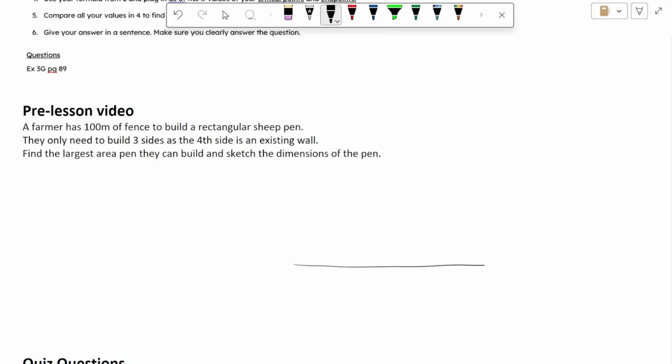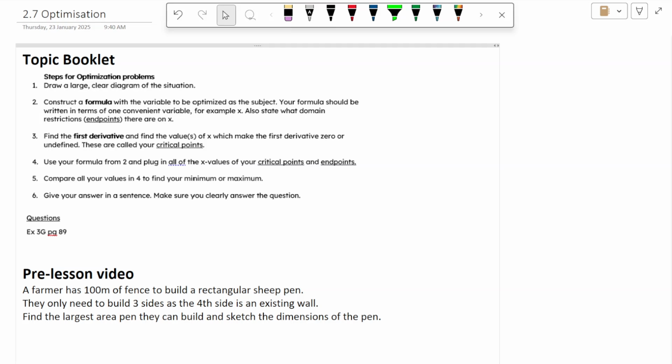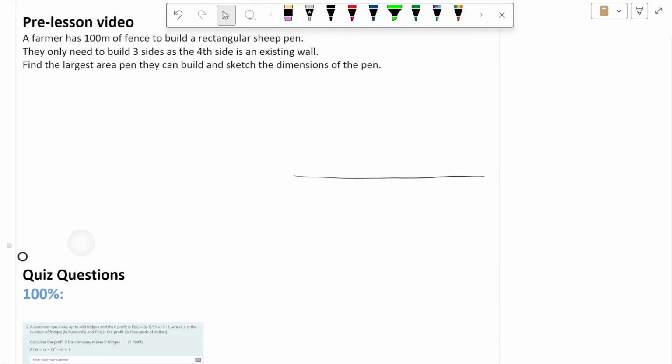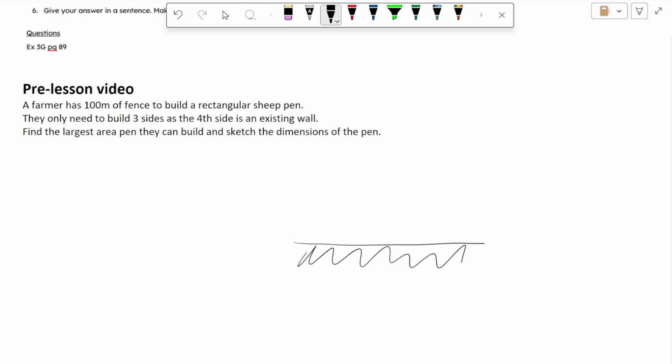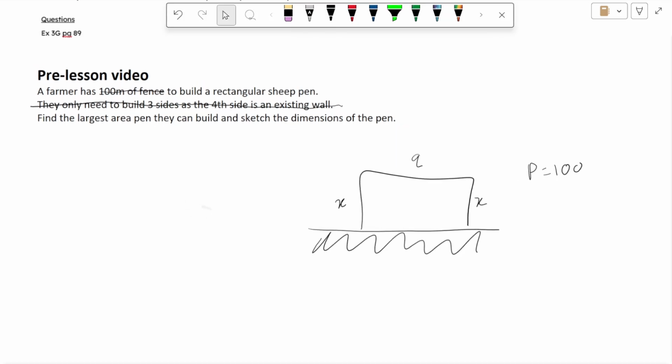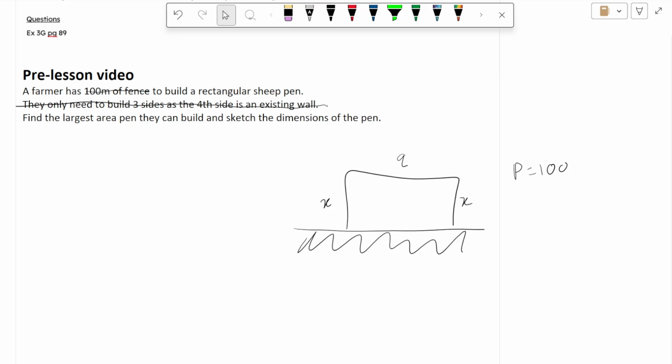So first step is to draw a large clear diagram of the situation. We have this farmer, and the farmer has some sheep. So the farmer has this existing wall here, and they're trying to build a sheep pen along there, and they've got 100 meters of fence to do it. So the perimeter is 100. So they only need to build 3 sides, as the 4th is an existing wall, and sometimes I even cross off information as I use it. Rectangular would mean that these two are the same lengths, and let's just call this maybe Q. All right, find the largest area they can build.